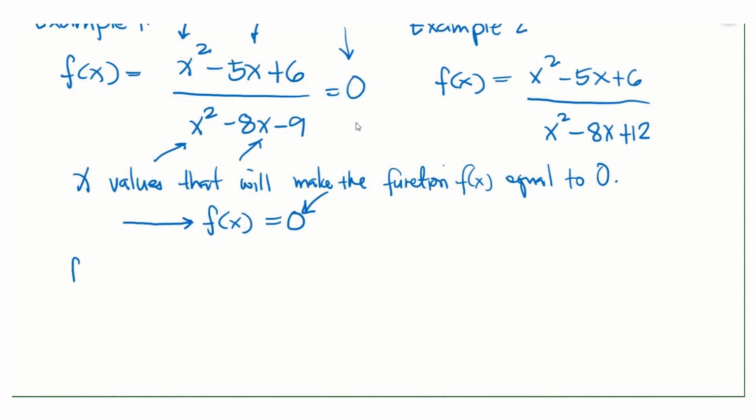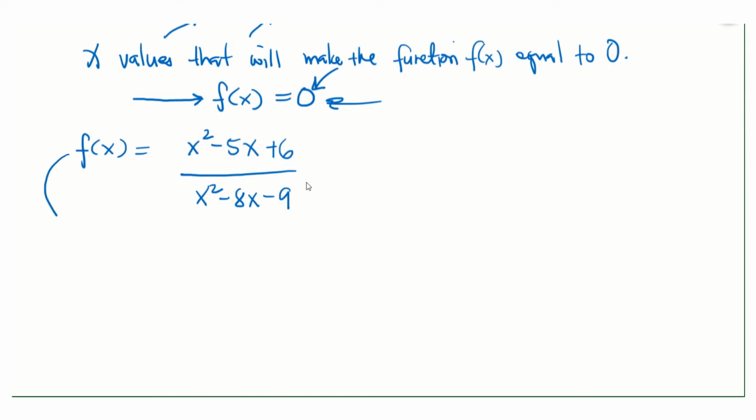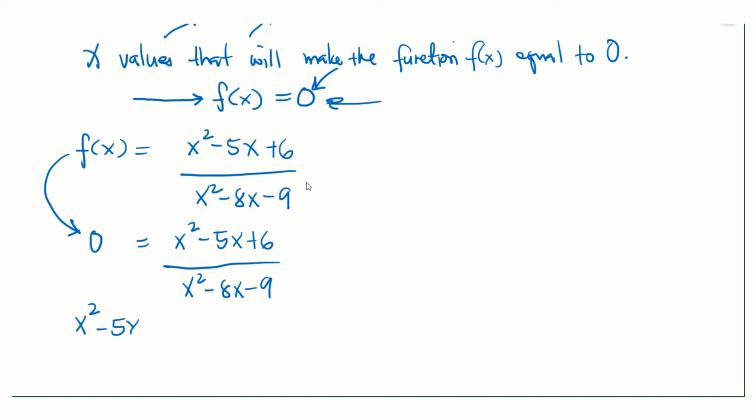So I have here f of x is equal to x squared minus 5x plus 6 over x squared minus 8x minus 9. So by the idea, we set this expression, so we will write that now. We have to make our f of x equal to 0. So if this is 0, that means x squared minus 5x plus 6 over x squared minus 8x minus 9 is equal to 0. So they're basically the same. I'm just putting the right side now to the left side and 0 to the other side.